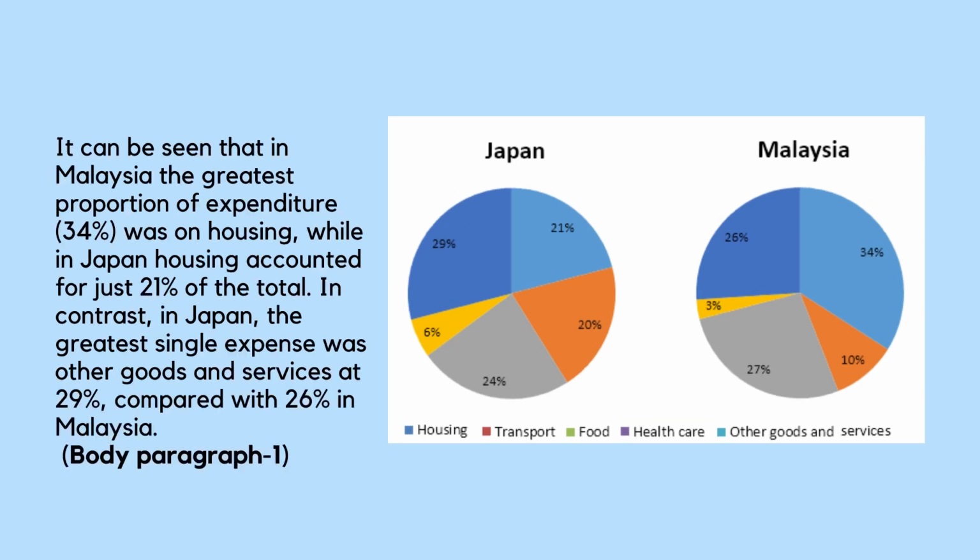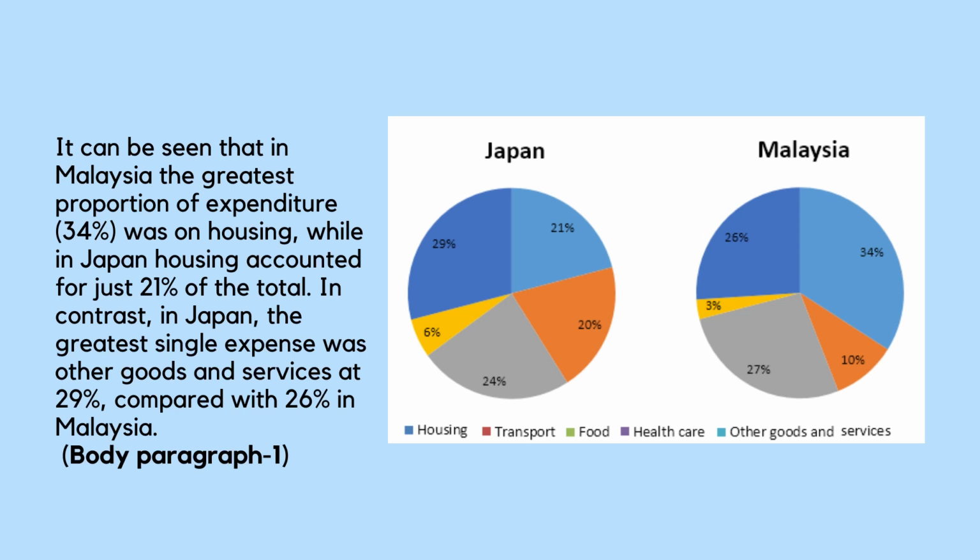Now let us write the body paragraphs. For body paragraph number 1, it can be seen that in Malaysia, the greatest proportion of expenditure, 34%, was on housing, while in Japan, housing accounted for just 21% of the total. In contrast, in Japan, the greatest single expense was other goods and services at 29% compared with 26% in Malaysia.